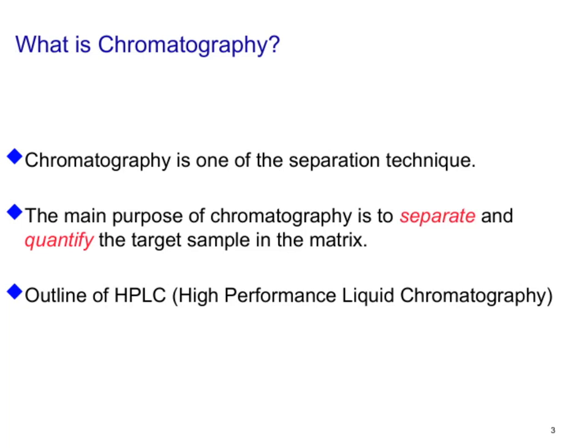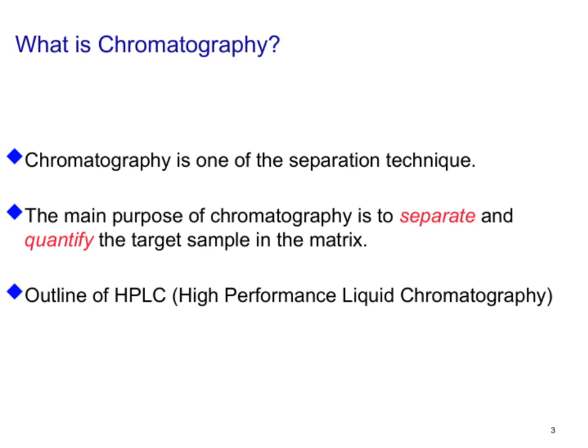Chromatography is one of the key separation techniques we use in analytical chemistry. Its main goal is to separate and quantify our target sample within a complex matrix, which could be anything from blood to environmental samples. By doing this, we can identify and measure specific components accurately.